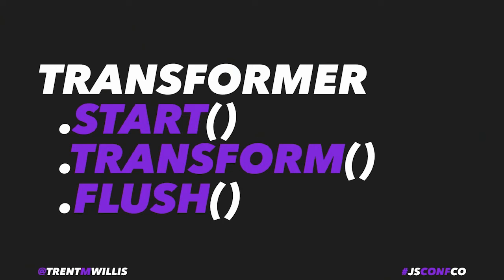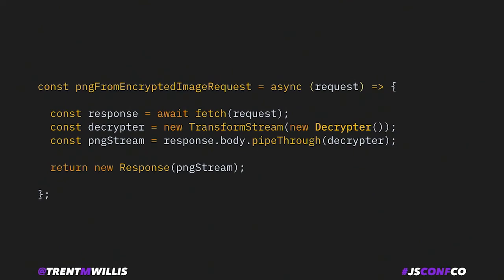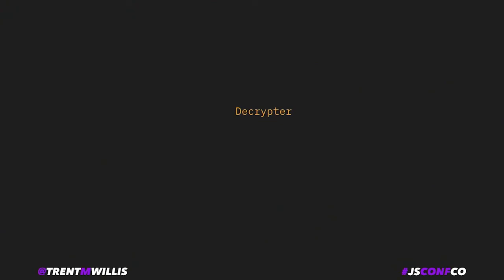And then finally, flush occurs once the stream is done sending data and about to close. Here you can do cleanup and final processing that might need to occur. So let's see this in action, because that's a lot of words, and code makes it a lot more clear.